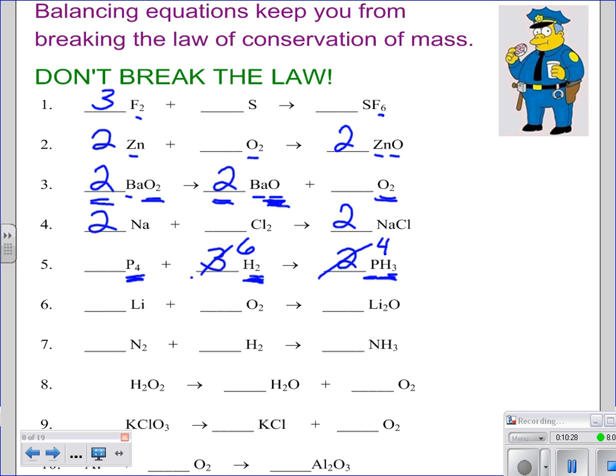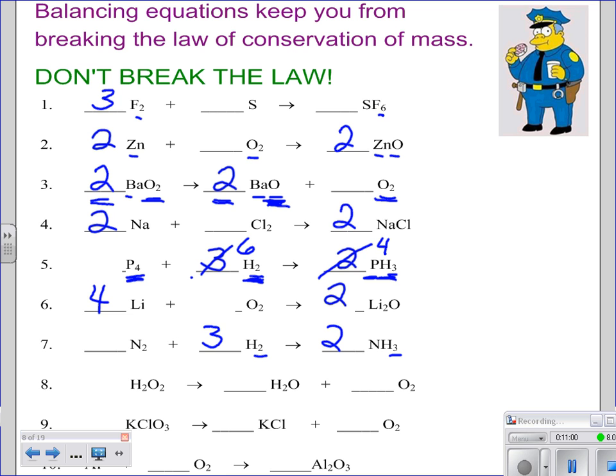Okay, number 6. I'm going to put a 2 here for my lithiums. Then that throws off my lithium oxide. My oxygens are wrong, so I need to put a 2 here, which means, and it's okay, lots of times you'll have scratch outs or erasing, which means that this guy needs to go up to a 4. Okay, again, 2 and 3, so I'm going to do my least common multiple, and my nitrogens look good.